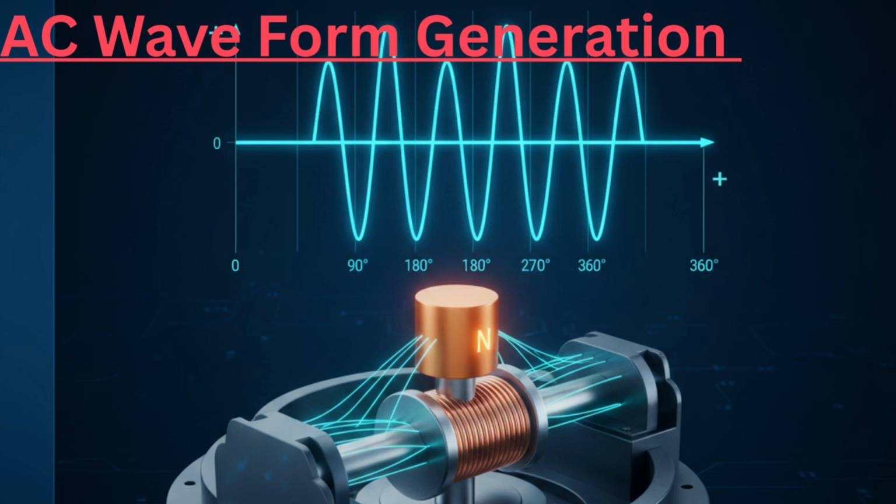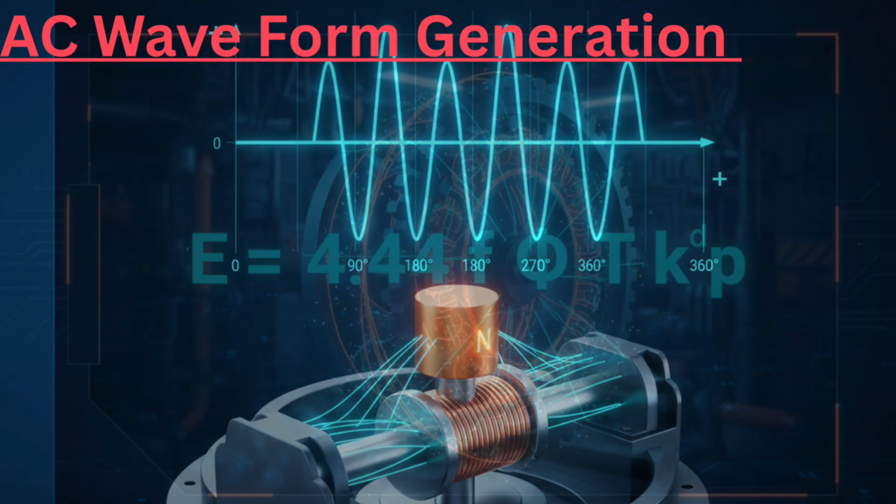AC waveform generation. As the rotor poles pass over a stator coil, the magnetic flux linking that coil varies continuously from maximum to zero and then to maximum in the opposite direction. Because induced voltage depends on the rate of change of flux, the output follows a sinusoidal waveform. When flux is maximum, the rate of change is zero, so voltage is zero. When flux changes rapidly, voltage reaches a peak value. One complete north-south pole passage produces one electrical cycle. This graphical relationship between rotor position and sine wave is very important in theory exams and helps visualize how alternating current is produced inside the machine.